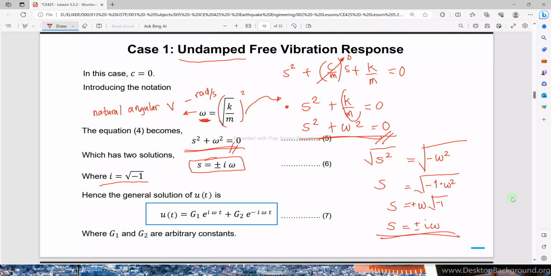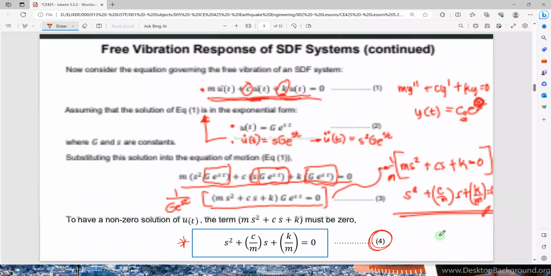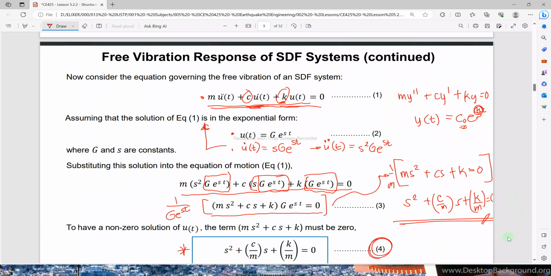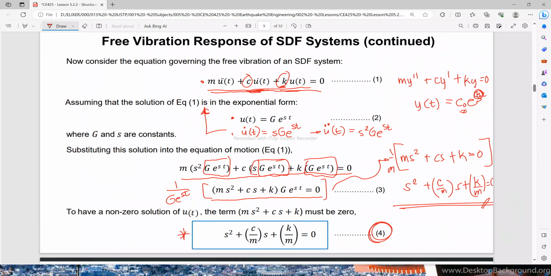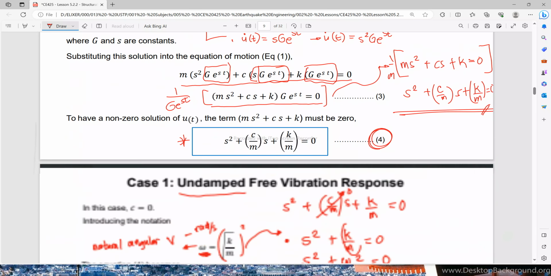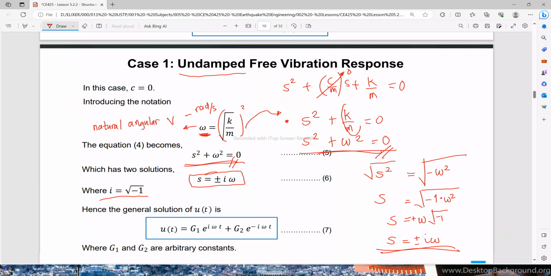So we have solved for s. Since we used the superposition principle with the auxiliary equation, we apply this function to our second order differential equation, and then we solved for s for an undamped free vibration response. So take note that for damped and undamped free vibration responses, the solution for s differs. For undamped free vibration response, we have here a positive and negative i omega.